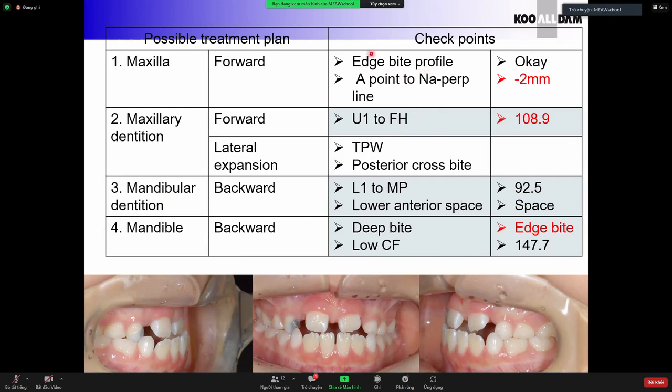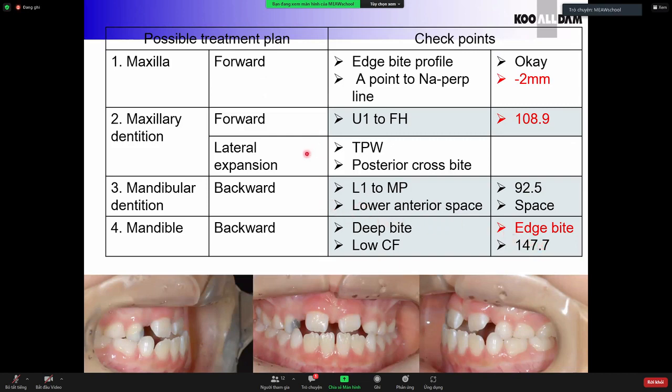So I want to check the edge-to-edge profile and the A point to nasion perpendicular line. This means -2 millimeter. A point is in a posterior position. Upper 1 to FH 108 is lingual version of the upper incisor. Lower 1 to mandibular plane 92 is normal. And in the lower anterior area, there is a space. Deep bite is better. However, this patient is maybe edge bite. Combination factor is lesser.